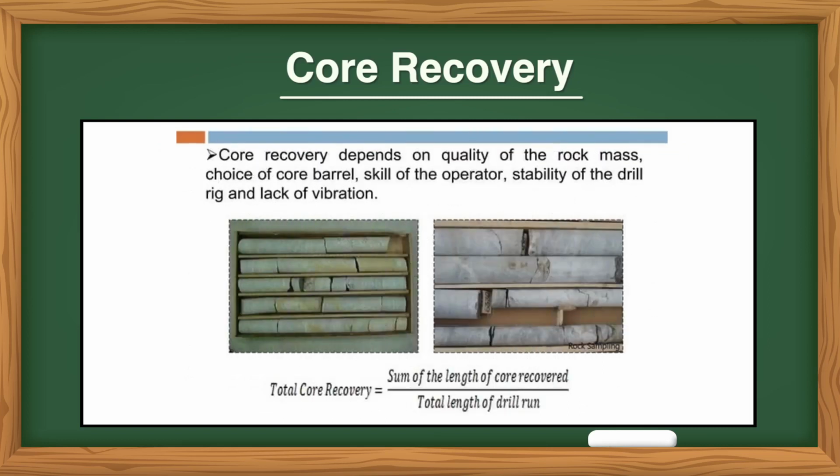Core recovery depends on quality of rock mass, choice of the core barrel, skill of the operator, stability of the drill rig and lack of vibration. The formula of core recovery is: total core recovery is equal to the sum of the length of core recovered upon total length of drill run.